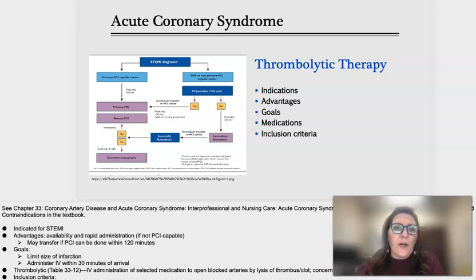So with thrombolytic therapy, everybody thinks, oh yeah, give them a thrombolytic because we want to break up the clot. Not so fast. It's not as easy or as simple as it sounds. There are lots of indications for thrombolytic therapy, advantages, goals, medications, inclusion criteria.